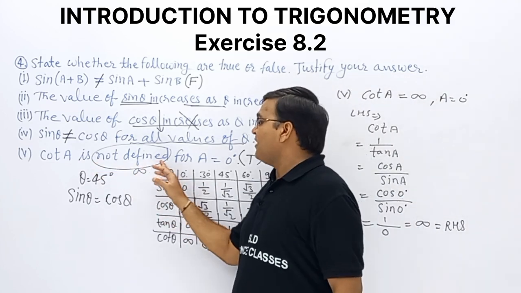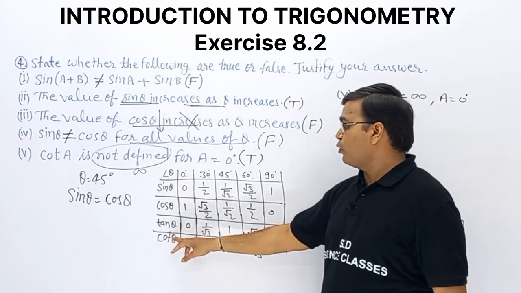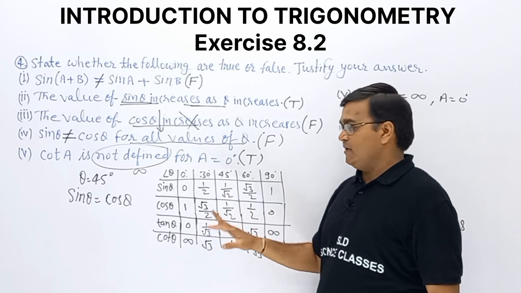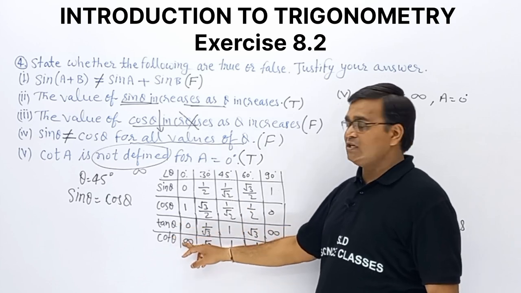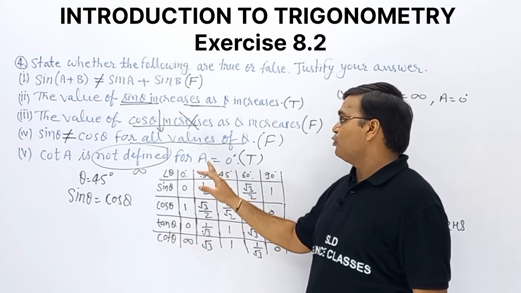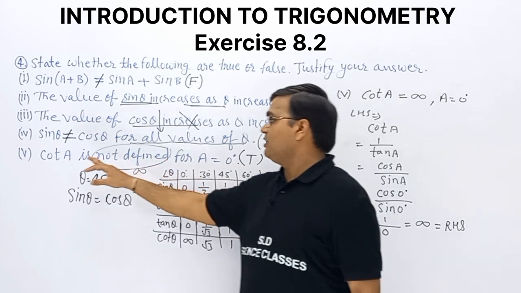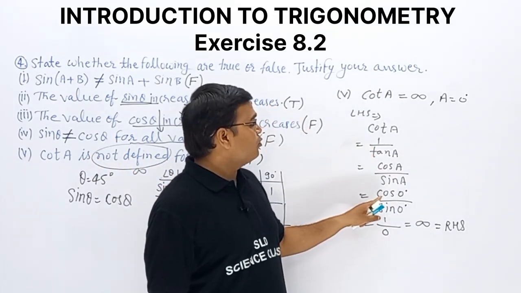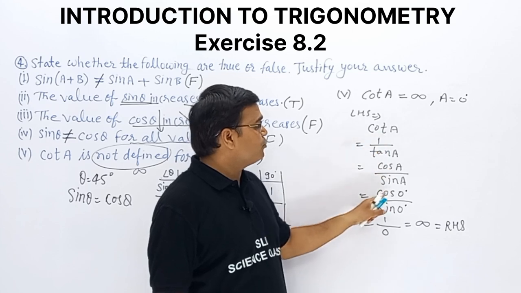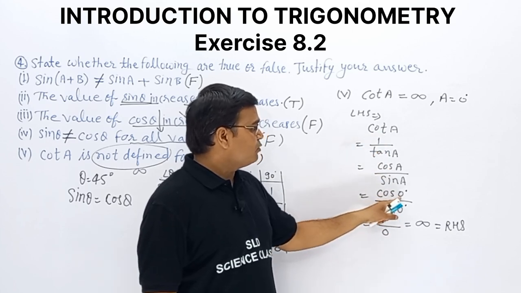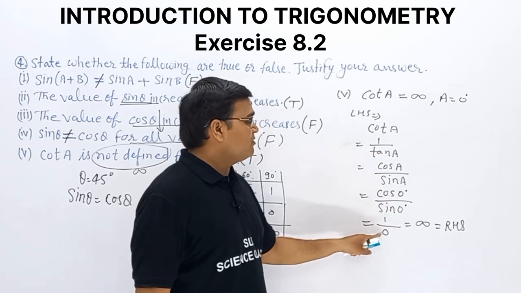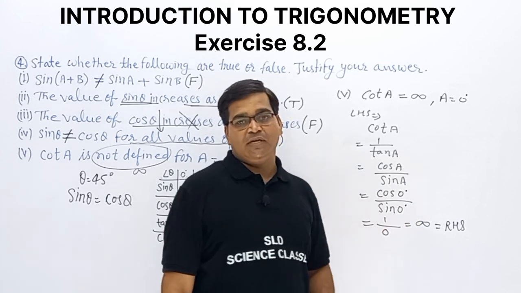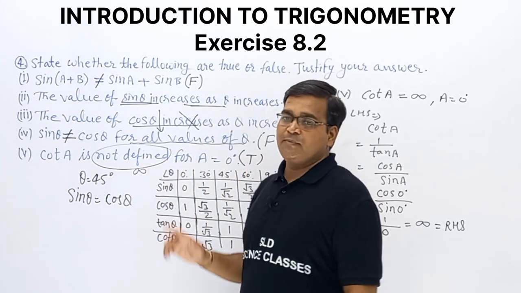Clear? Cot A is not defined. Cot theta is infinity. Cot theta is the reciprocal of tangent theta. So we can say for A equal to 0 degree, cot 0 will be cos 0 upon sin 0. Cos 0 is 1 and sin 0 is 0, and finally we are getting infinity. So it is a true statement.